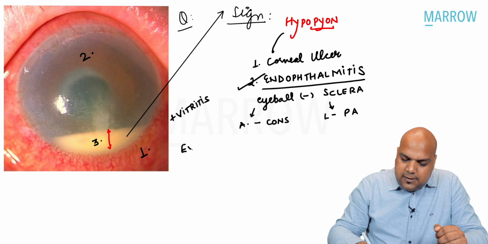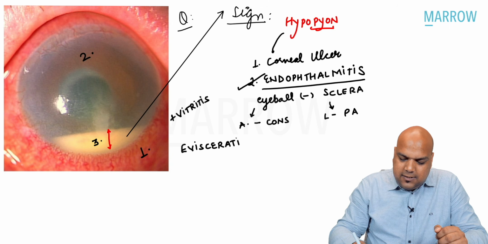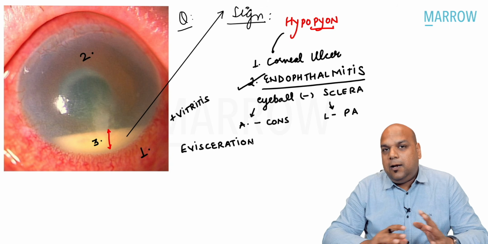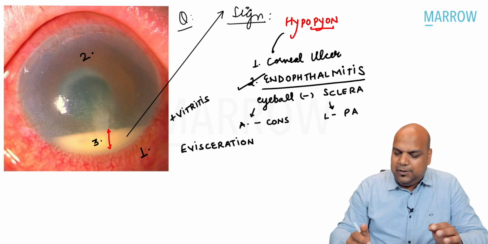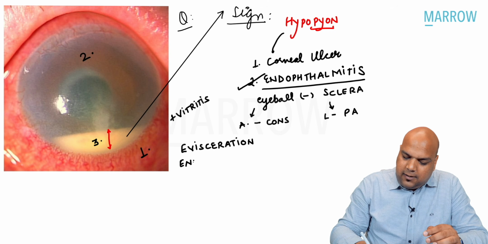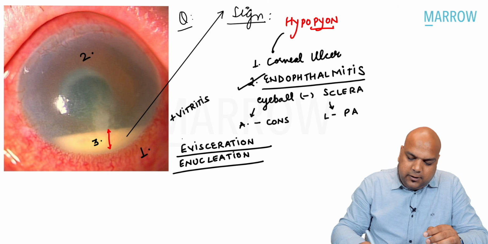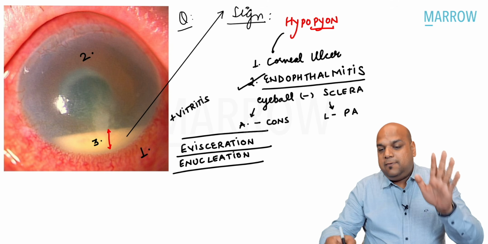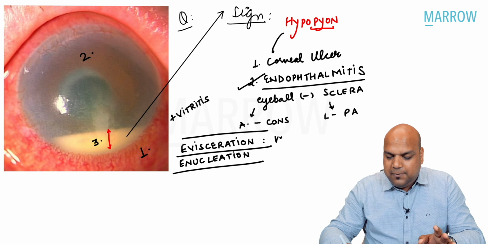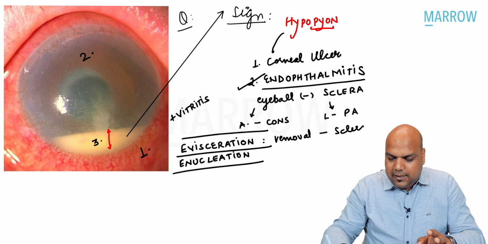What I am interested in in this name, if you remember, is evisceration. Evisceration is the treatment where the whole eyeball is removed except the sclera. And there is another name which you may be aware of, enucleation. Please remember or learn to remember the differences between the two. Evisceration: removal minus sclera. Enucleation: removal plus optic nerve.